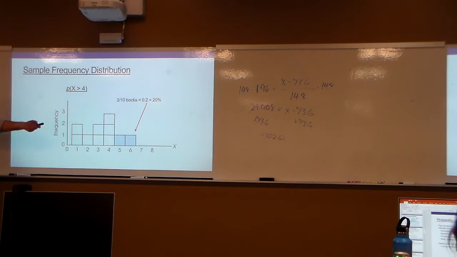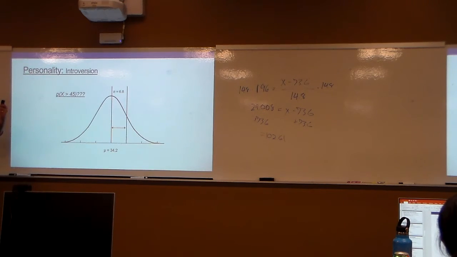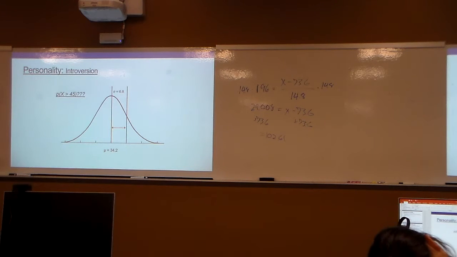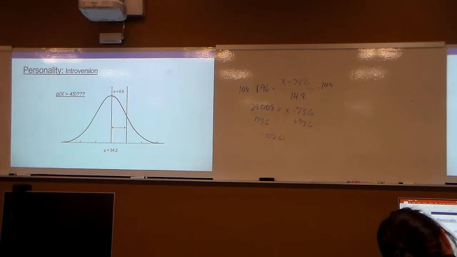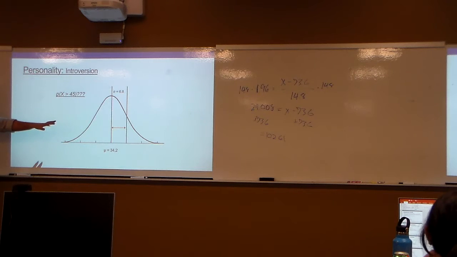So again, 2 of 10 blocks is equal to 20%, so the probability of randomly selecting a block with a value greater than 4 is about 20%. But with our normal curve, I can do the exact same thing. If I know that whatever I'm measuring falls on a normal distribution, with a mean of 34.2 and a standard deviation of 6.8, I can tell exactly the probability of achieving a score of 45 or higher within the context of this distribution.